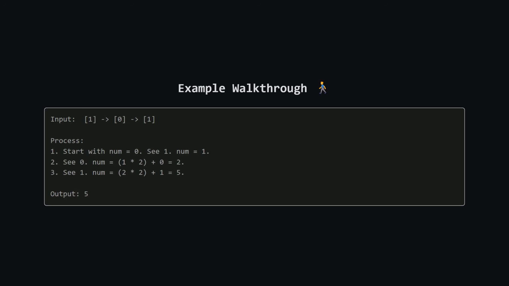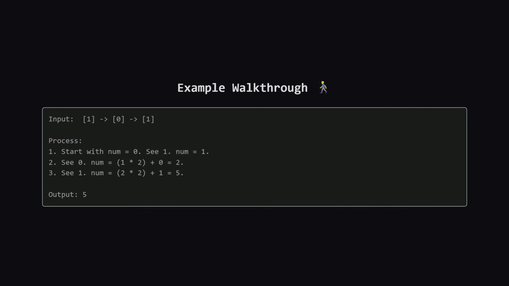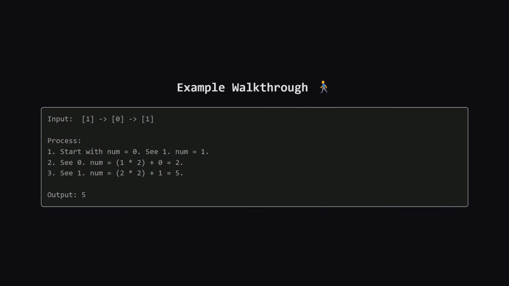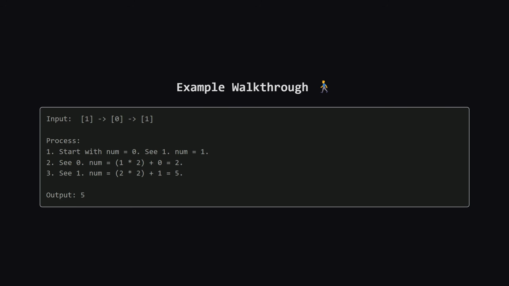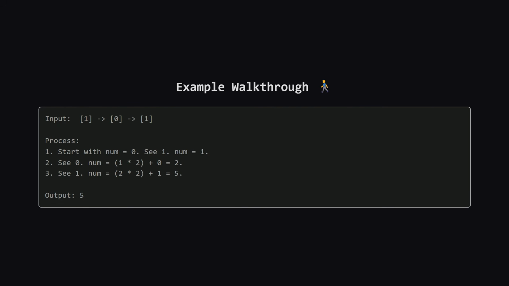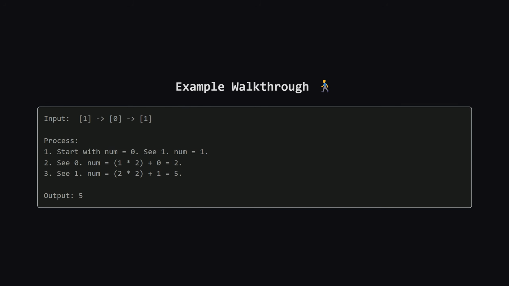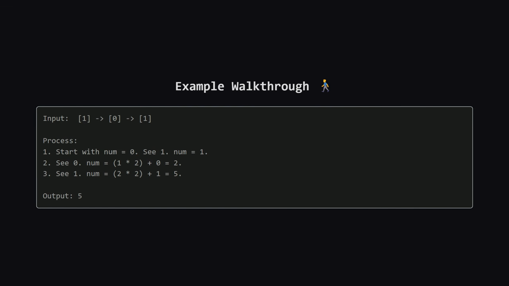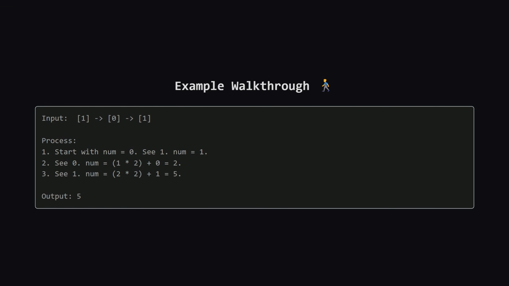A key piece of information is that the head of the list, the very first node, is the most significant bit. Let's walk through the example on the screen to really get the hang of it. The input is a list representing 101, so how do we get to the number 5 from that? Let's start with a running total, which is initially 0. We see the first node, which has a value of 1, so our total becomes 1.